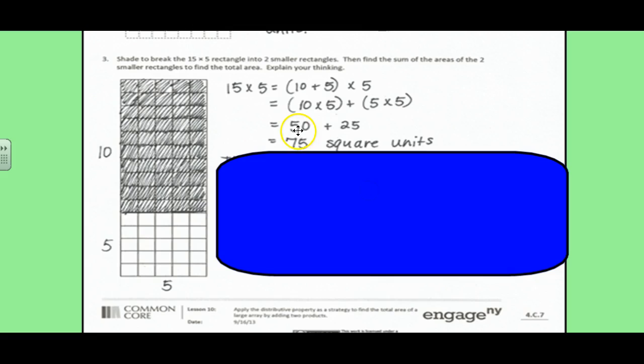Okay, so you should have had 50 plus 25, and that is equal to 75, and we are talking about square units when we're talking about this rectangle, so if you did not include square units, I want you to go ahead and put that because that's the total area. And then it says, explain your thinking. I'm not really worried about that part as long as you've got these steps written down.